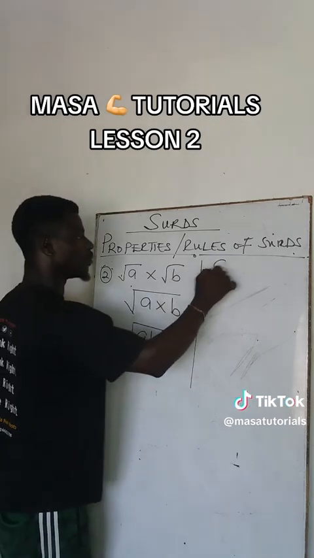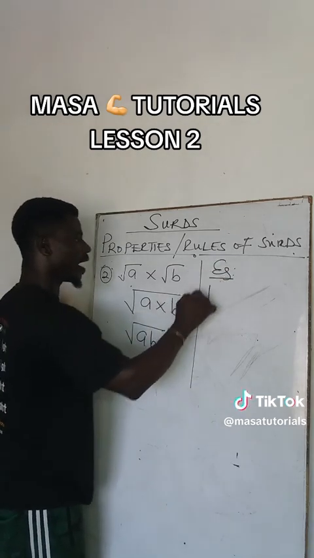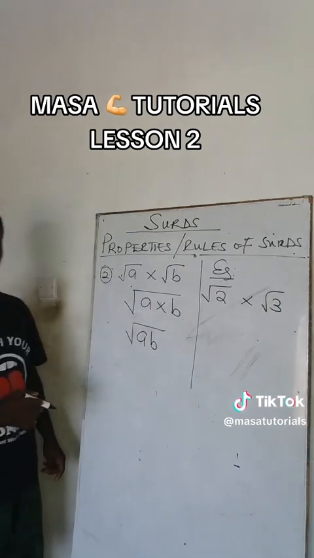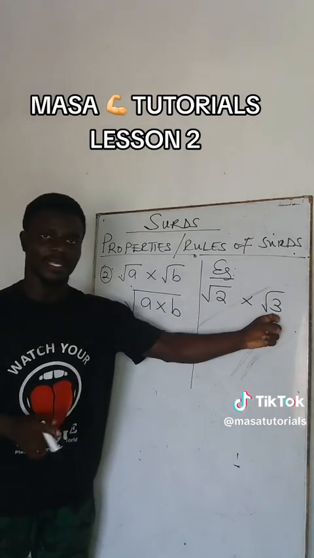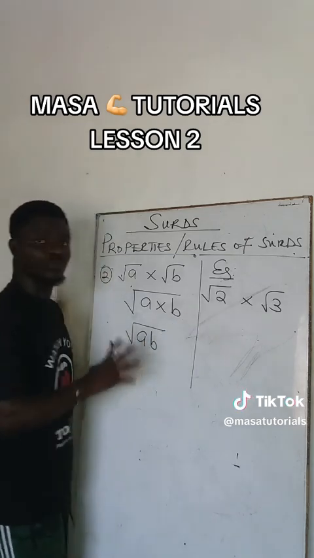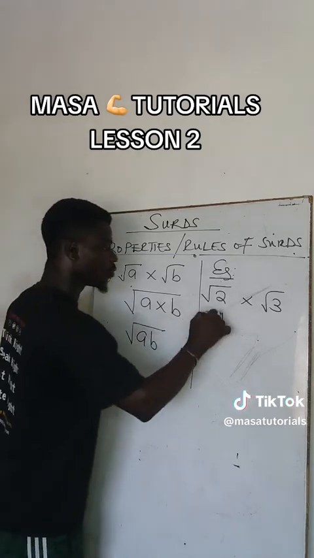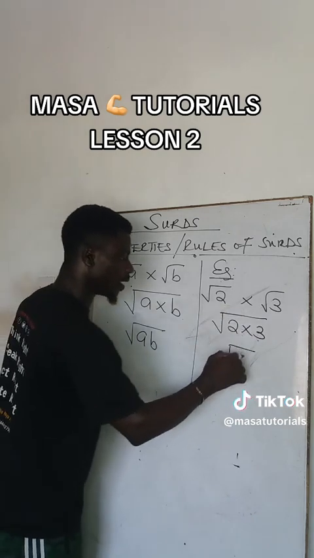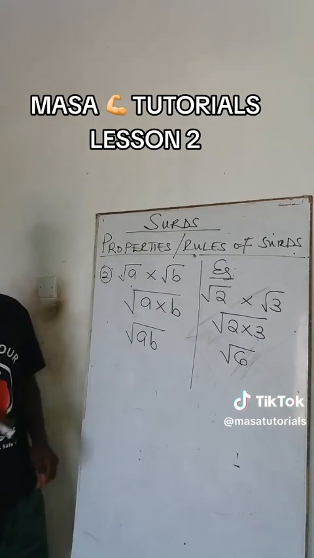Let's see an example here. Let's see if I have square root of 2 times square root of 3. 2 and 3, that's the radicand. They are different. And because they are in the same root sign, we can multiply. So that we have 2 times 3, and 2 times 3, we obtain 6. That's square root of 6.